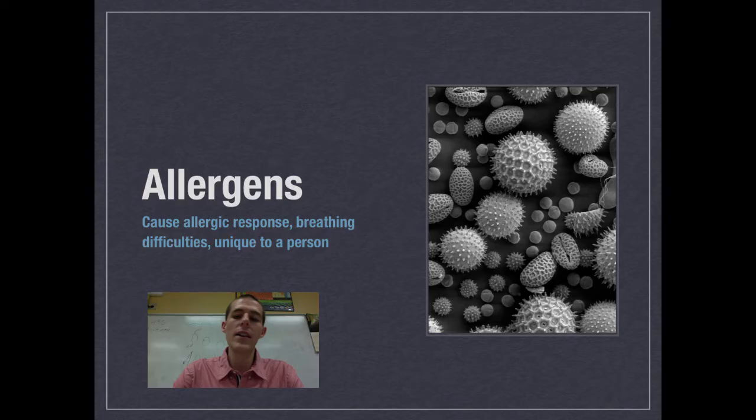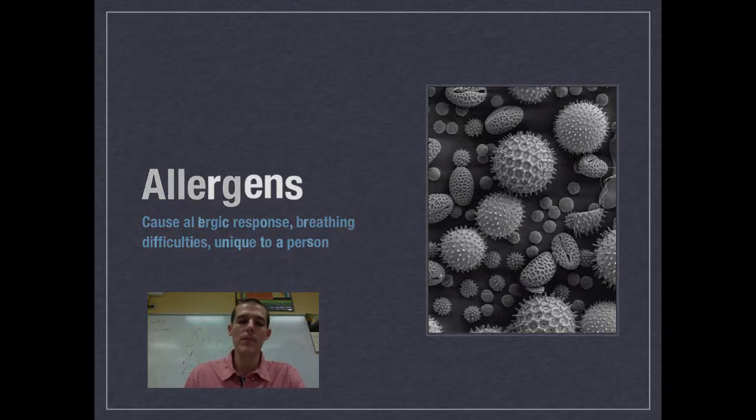Next up on the hit parade is an allergen. This is probably the most common chemical that damages human health. This is going to be any chemical that causes some sort of allergic response, usually associated with breathing difficulties, rashes, itching, watery eyes, things like that. Allergens are going to be unique to a person. So I, for example, am allergic to some pollens, which you see there on the right. My wife is not. Some people are allergic to cats, dogs, peanuts. You name it, there is probably a person who is allergic to it.